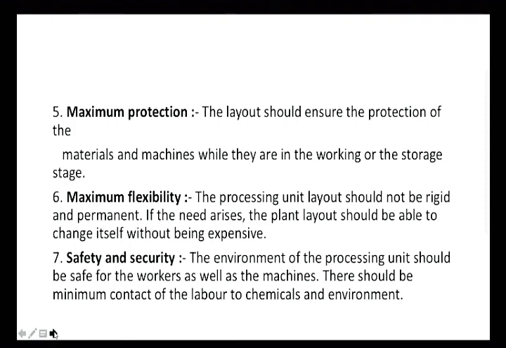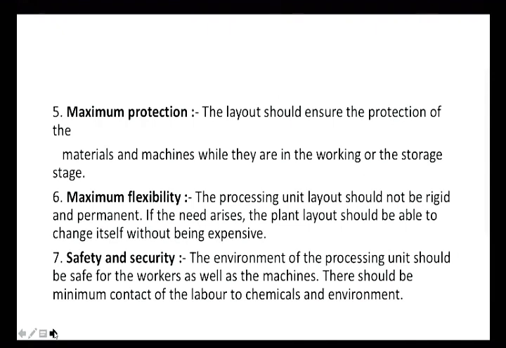The next principle is maximum flexibility. Maximum flexibility in the sense that whenever you are laying out any kind of processing unit, you should not adhere to something rigid and permanent, right? That's why nowadays, wherever you go, most of the processing units are made up of puff panels. Puff panels mean you need not go for hard construction like a basement with cement or anything else. These puff panels you can displace anywhere.